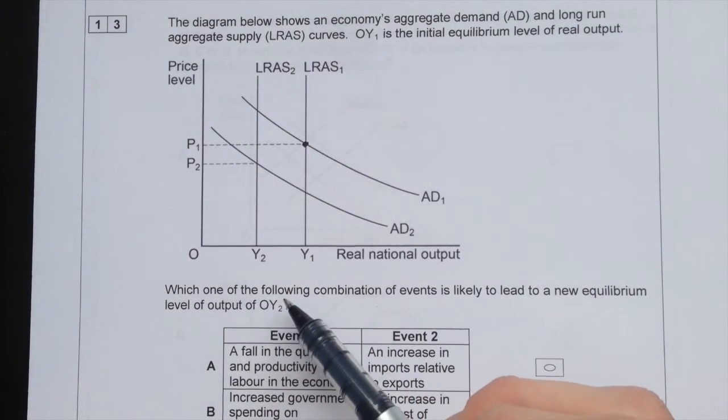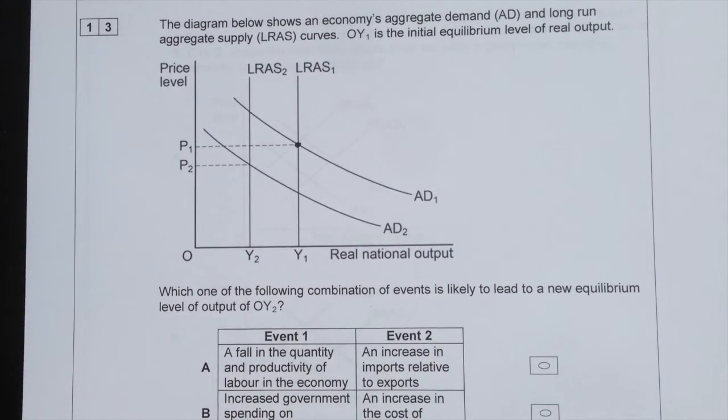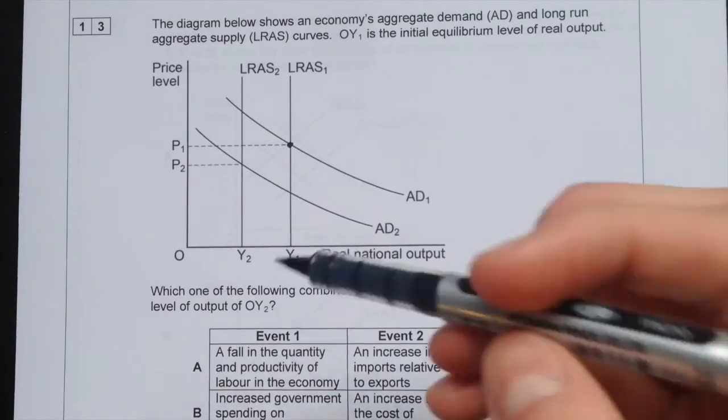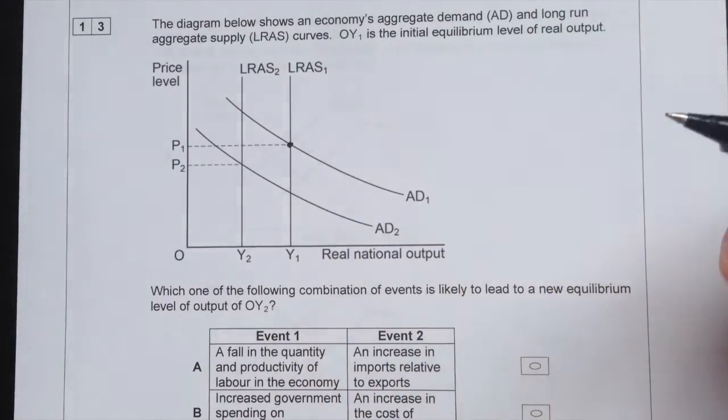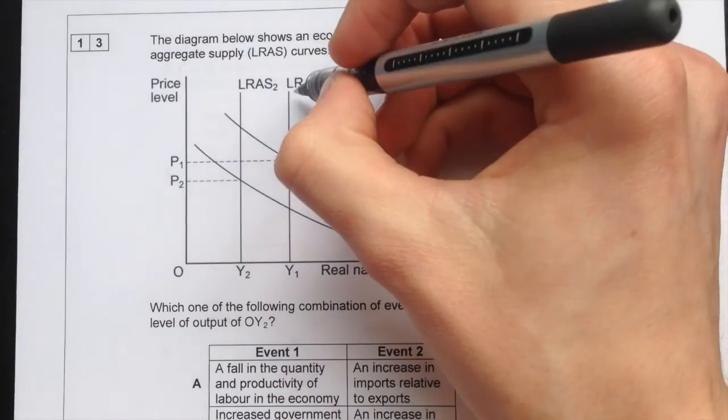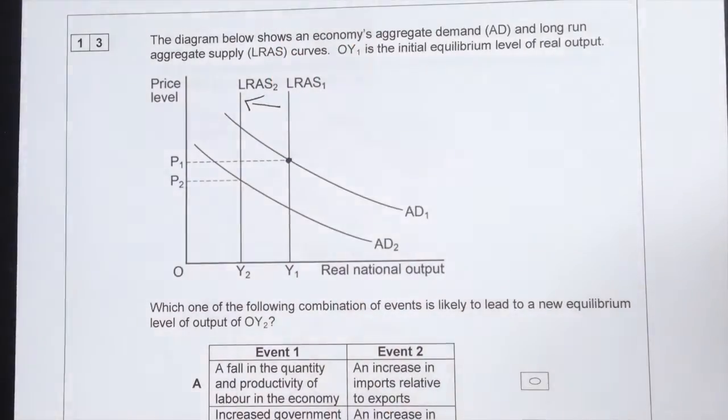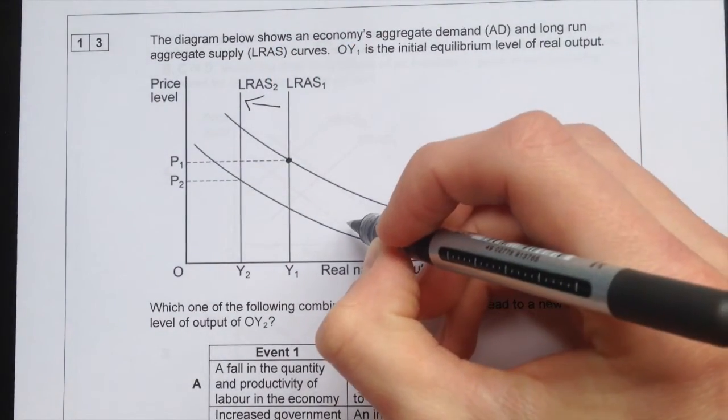Which one of the following combinations of events is likely to lead to a new equilibrium level of output of OY2? So we're looking at something that's going to reduce our long-run capacity of the economy and something that causes AD to fall.